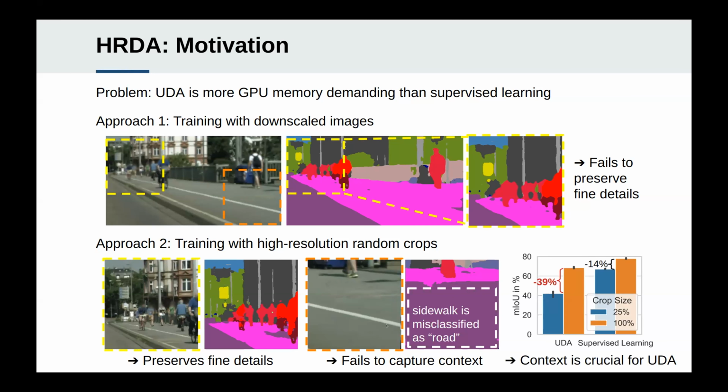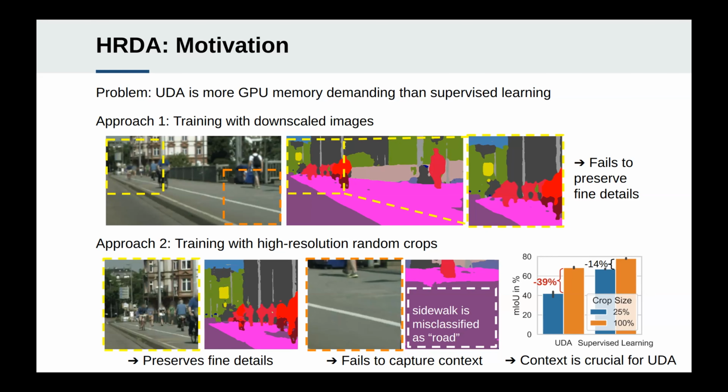Quantitatively, we see that in this plot. Here we basically reduce the crop size by the factor of 4. In supervised learning, this is a 14% performance drop. In domain adaptation, that's almost 40%. So context relations and crop size is very important for domain adaptation. And this basically comes back to the importance of context relations and their domain insensitivity.